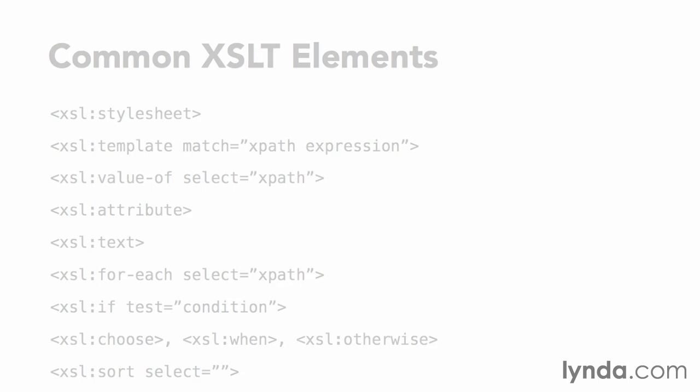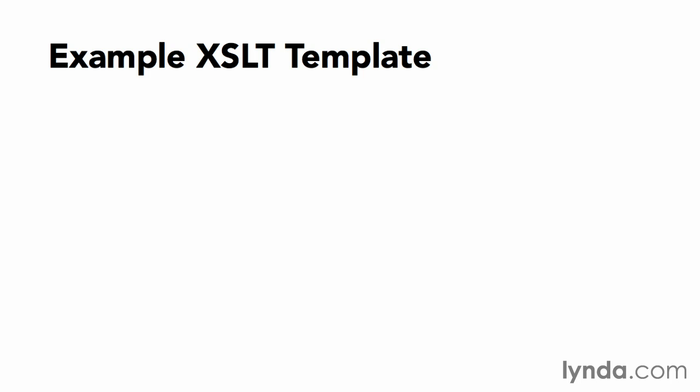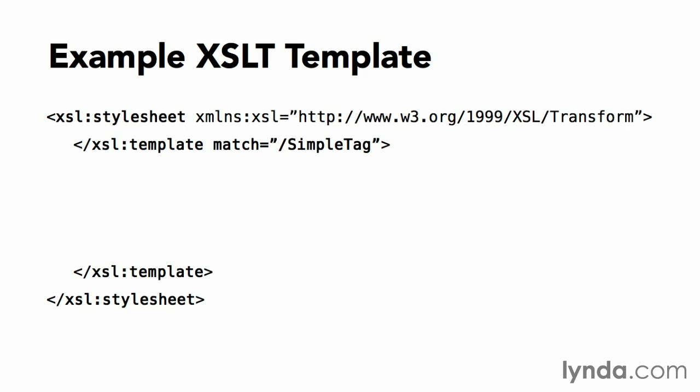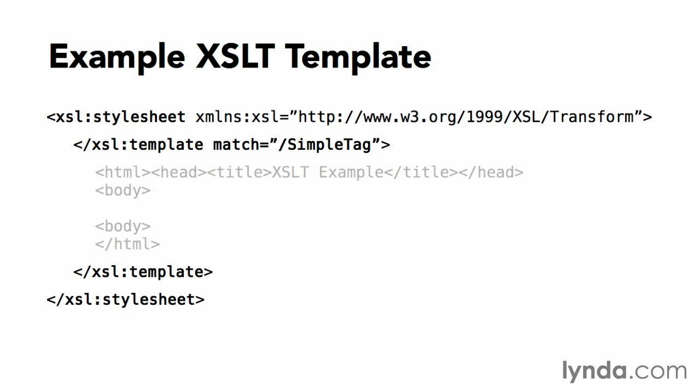But for now, let's take a look at a really quick example. To define a style sheet, I would use the XSL style sheet tag, and I would give it the XML namespace of the XSL prefix and using the URI that you see there. Then I would define a template. And in this case, I would define a template with a match attribute that matches the root tag of an XML document as long as the root tag is named simple tag.